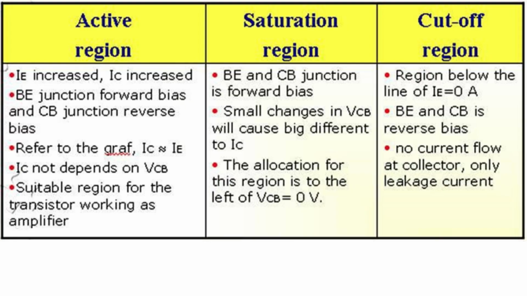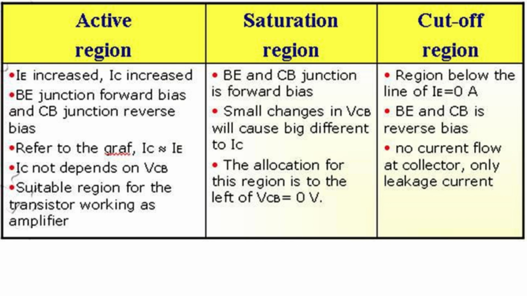Active region: IE is increased and IC is increased. The base emitter junction is forward biased and the collector base junction is reverse biased. Revert to the graph. IC is almost equal to IE. IC does not depend on VCB. This is the suitable region for a transistor working as an amplifier.